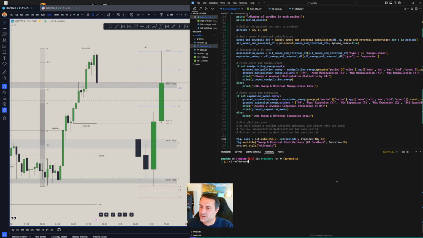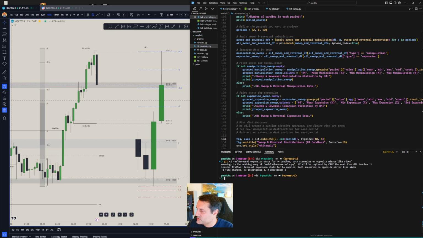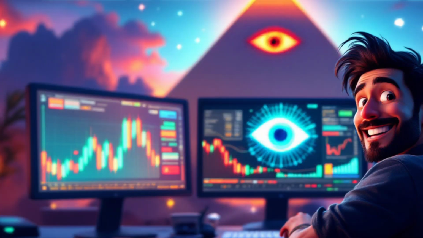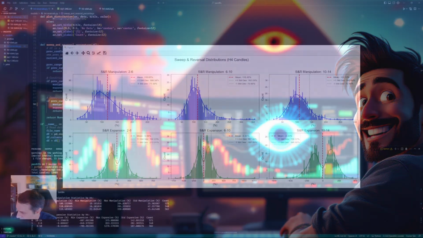A reversal expansion starts for candles with scenarios sides. Okay, I'll pause this for now. I'll be back in a second. One second, curtain. Right. Okay, I just basically removed the sign that was messing this up.